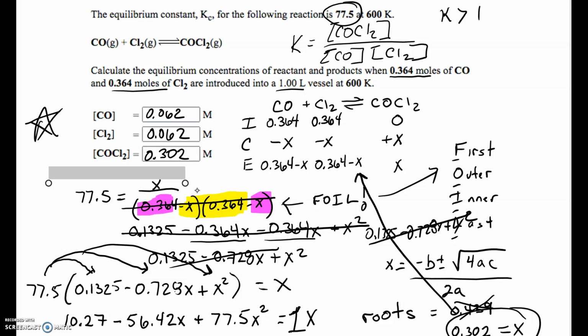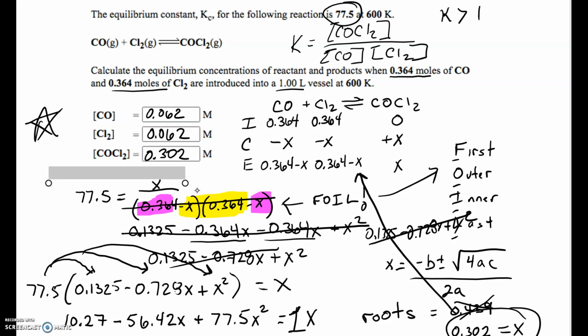And you can see, look at the concentrations at equilibrium. Now, we could test this. We could put the 0.302 in here, and then the 0.062 for the CO and the Cl2. We should get 77.5. Yep. I'm going to leave that up to you guys to test out. And if you get something different, leave a comment down below, and we'll fix it.